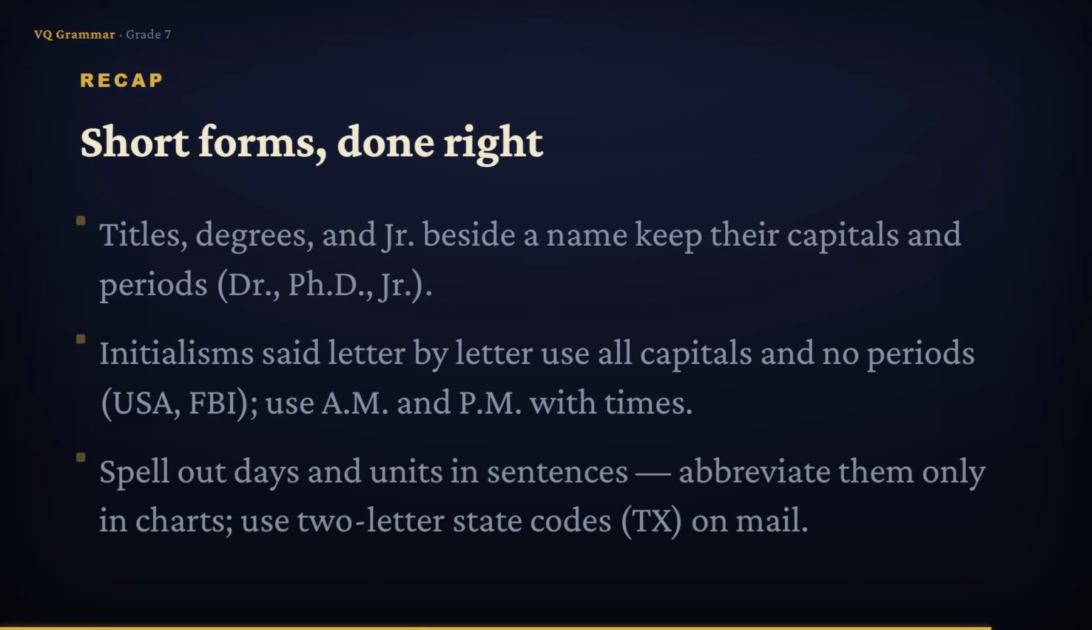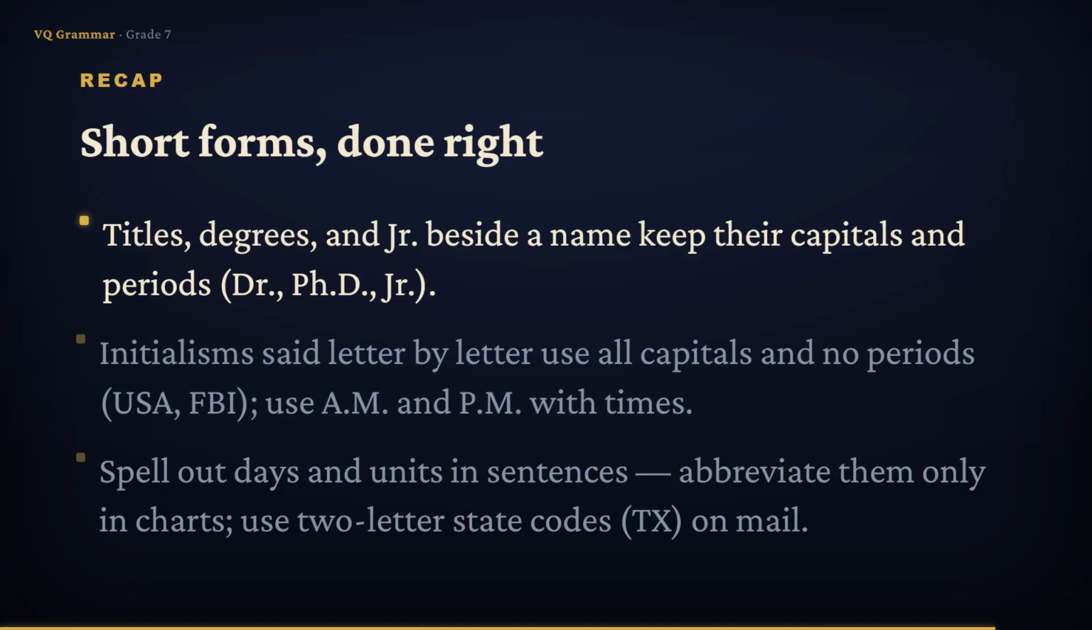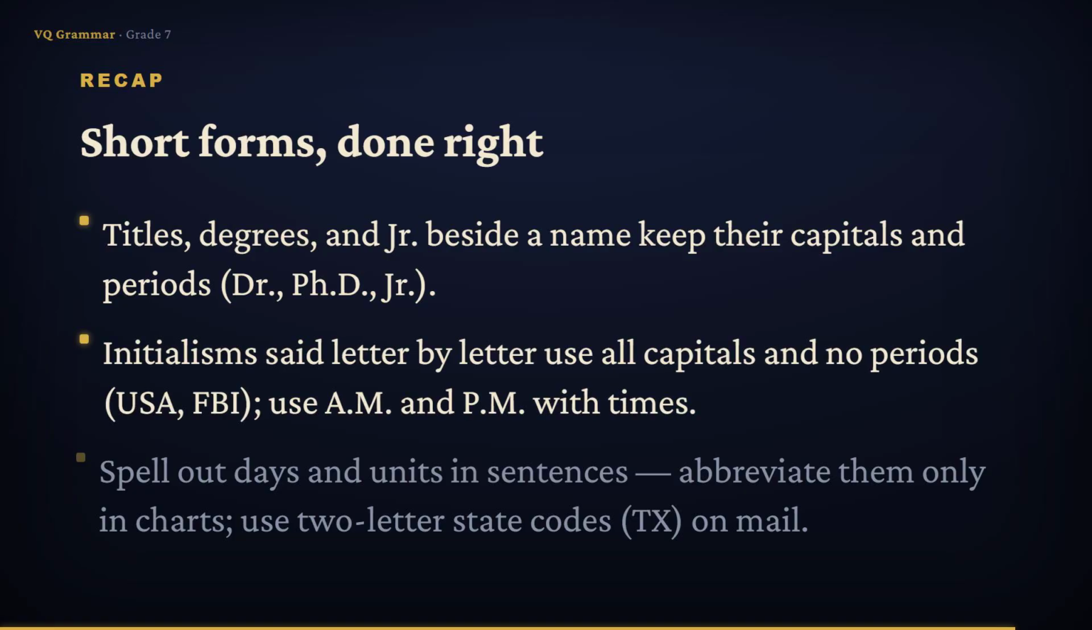Let's gather up what we learned. When you shorten a title, a degree, or junior beside someone's name, you keep the capital and the period, as in doctor and PhD. When you sound out letters one by one, write all capitals with no periods, like USA and FBI, and reach for AM and PM with clock times.